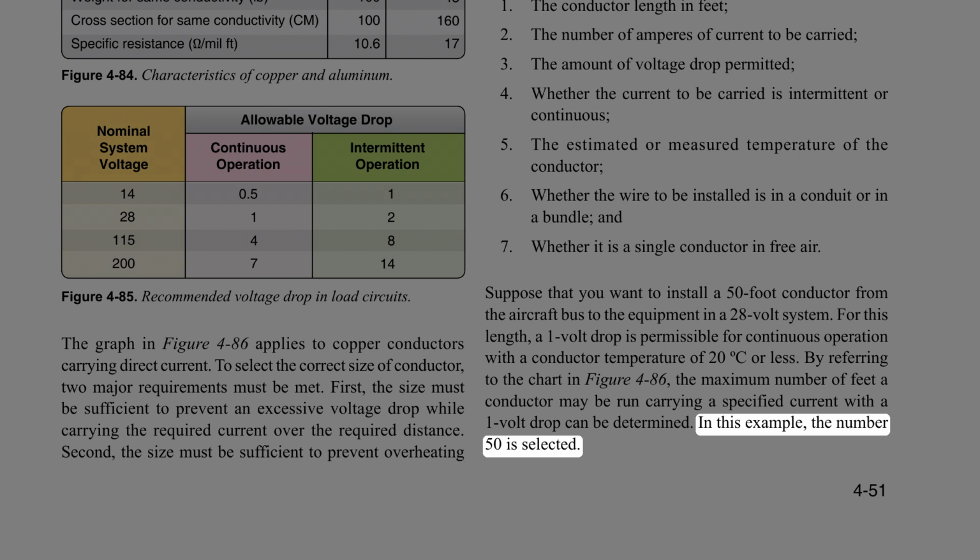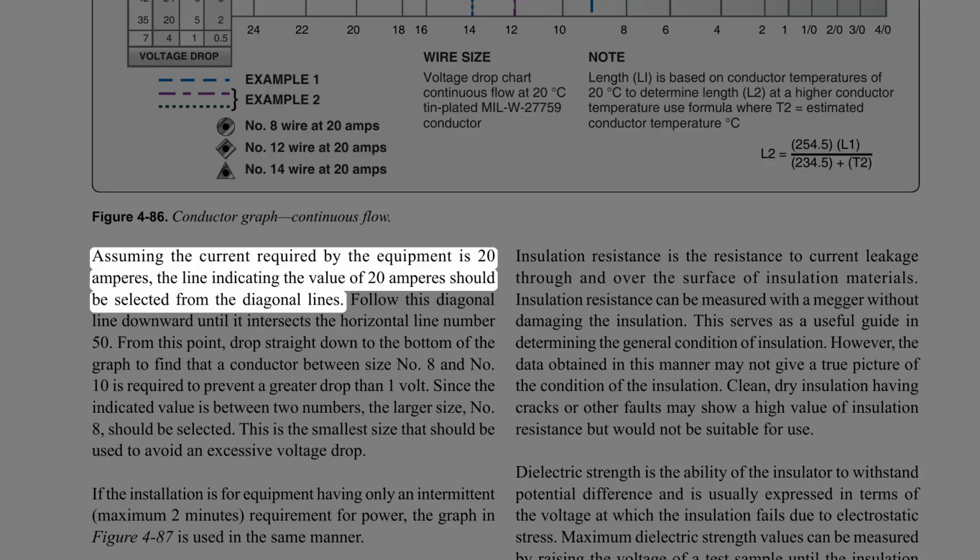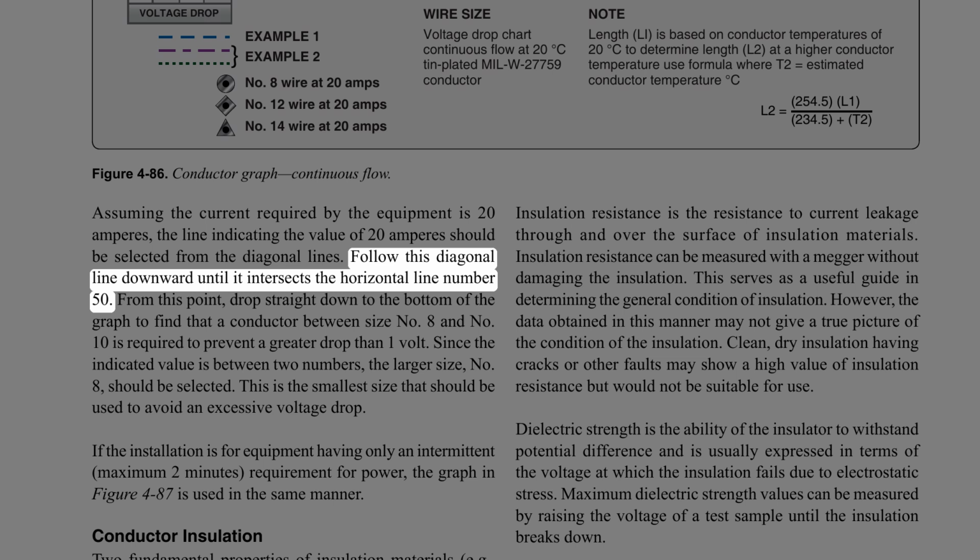In this example, the number 50 is selected. Assuming the current required by the equipment is 20 amperes, the line indicating the value of 20 amperes should be selected from the diagonal lines. Follow this diagonal line downward until it intersects the horizontal line number 50.